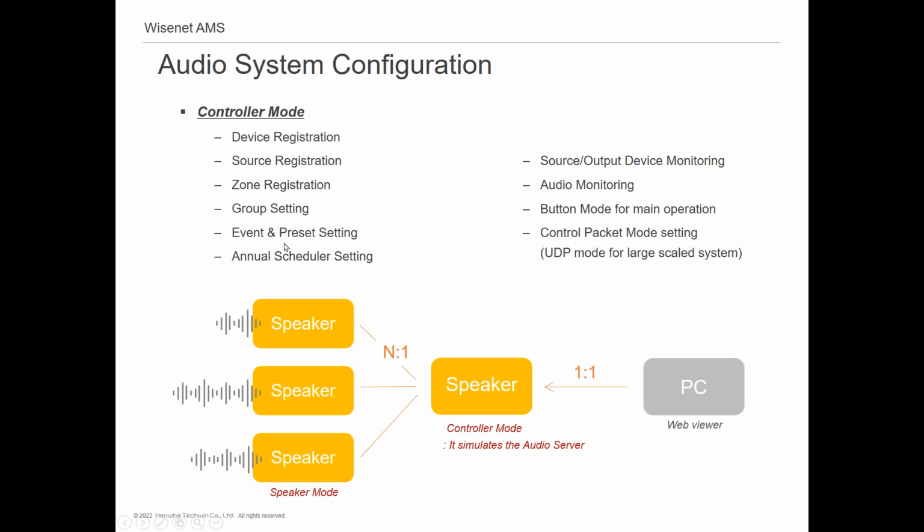Then event and preset, triggering. Basically, if there is an event alarm contact, you can trigger a preset and say these speakers should activate and play this music, something like that. You have an annual scheduler for one whole year. You can schedule at what time, which music to be played, which announcement to be played. You can schedule all of this.